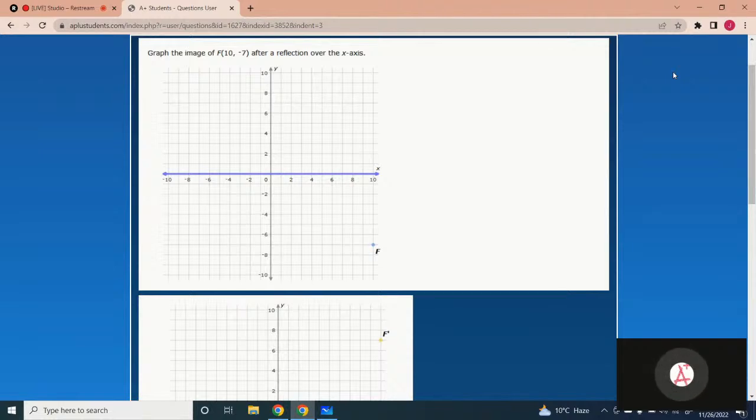What are the new coordinates? Who is going to answer? Just write the coordinates in the chat box.